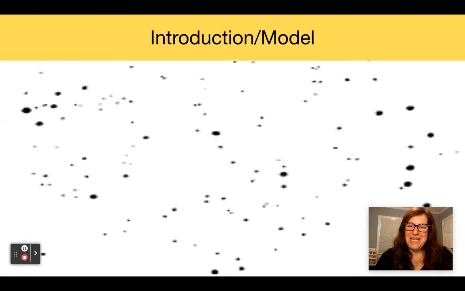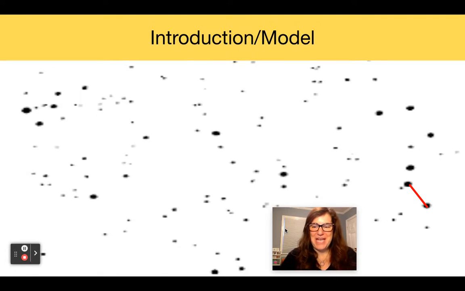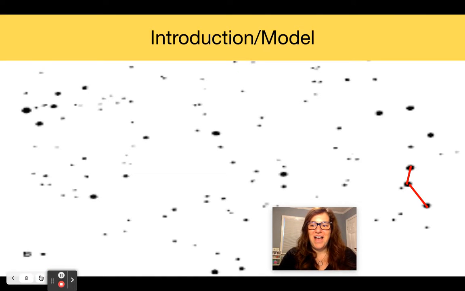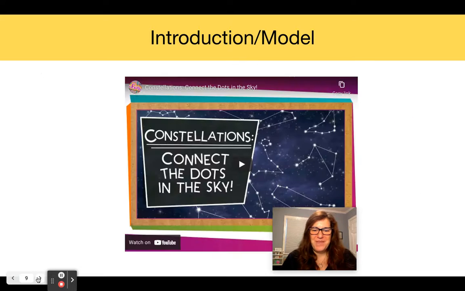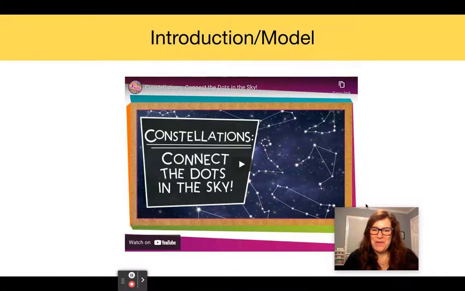So what does that mean? Well, let's see. Let's pretend this is the sky, and these black dots are stars in the sky. I can imagine an image by connecting the stars. Here is a quick video that we will watch together.